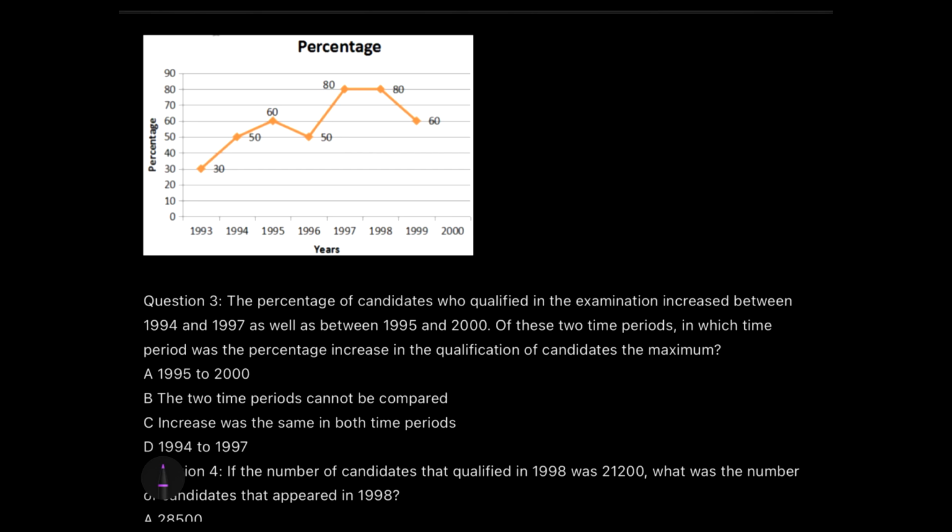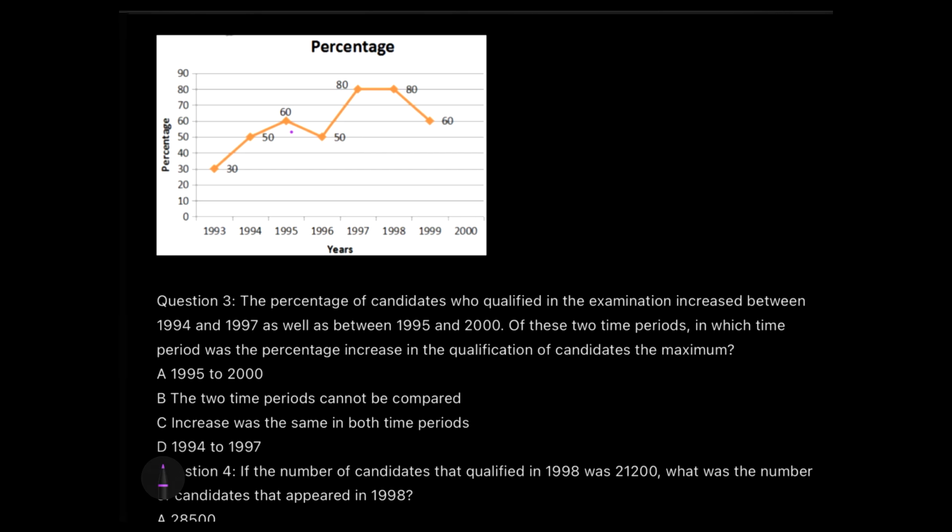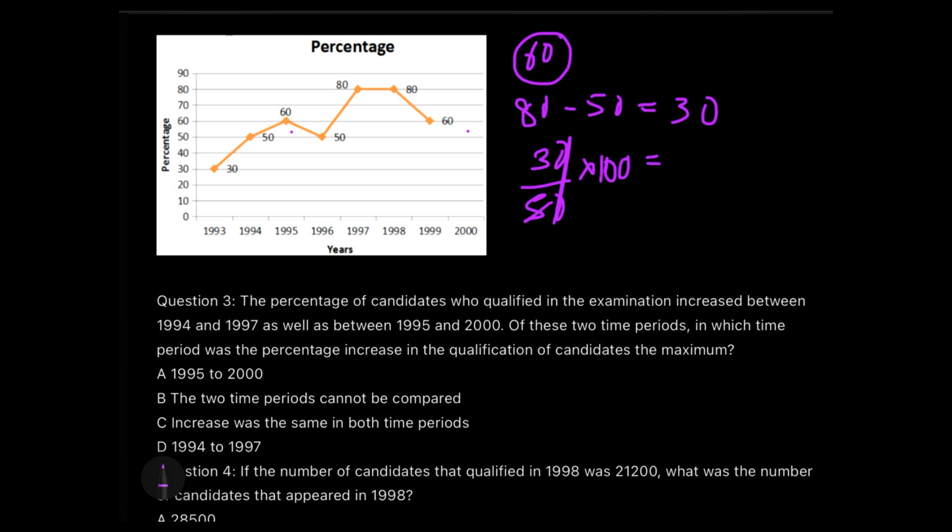First is 95 to 2000. 1995 has the number 60, and 2000 has no number, if you see. Can you determine the percentage increase? No. But if I come down to 94 and 97, 94 has 50 and 97 has 80. So 80 minus 50 is 30. The percentage increase will be 30 over 50, that is 3 by 5. 3 by 5 is equal to what percent, guys? 3 by 5 is equal to 60%.